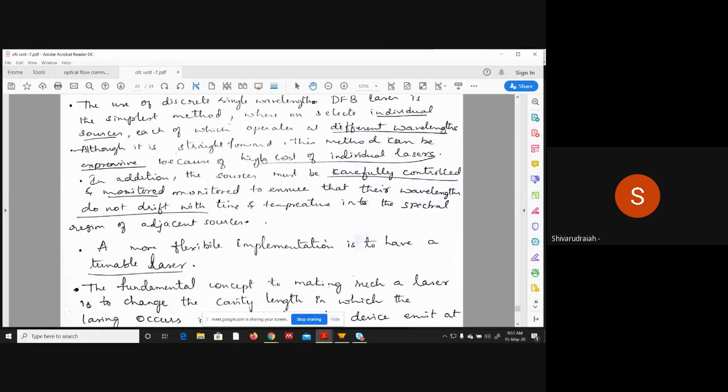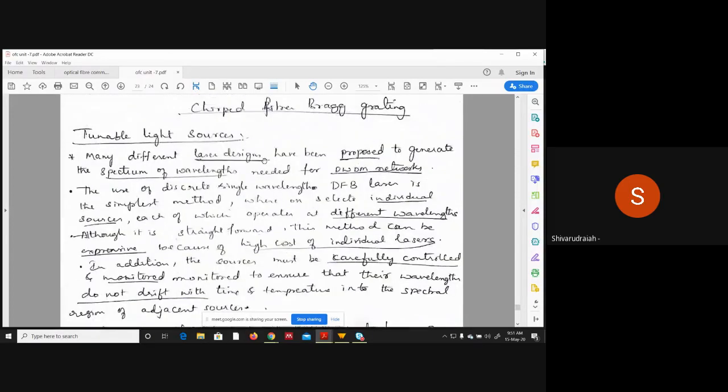So if we want to use a light source for a dense wavelength division multiplex network, we need a laser source which is highly coherent in terms of its spectral width, in the range of 0.5 to 0.8 nanometers, and we need additional features in that laser source such that it should be temperature controlled and wavelength controlled.